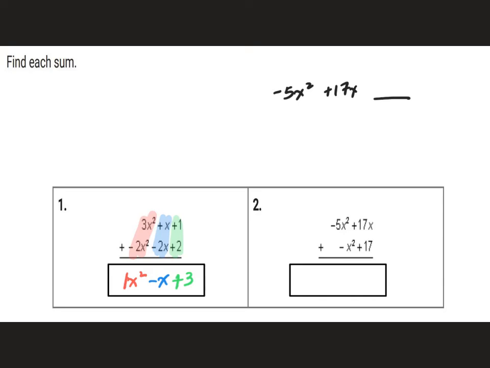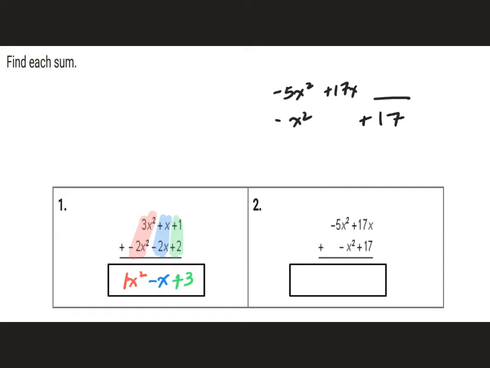I'm going to move on to my bottom expression. So my first term in my bottom expression is this negative x squared. So I know that I'm going to combine it with this negative 5x squared, so I'm going to put it right underneath. So minus x squared. But my next term is a constant plus 17. I don't have an x term over here, so I'm going to just put this plus 17 over here.